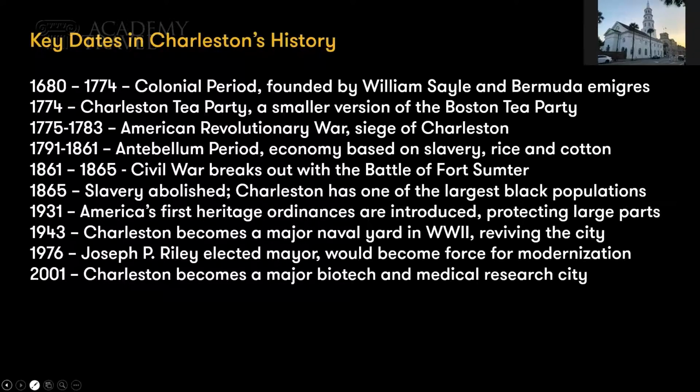The postbellum period, basically the Reconstruction period, 1865 through to 1945. It took until the 1870s, 1880s for industry to come back, but really Charleston was in a bit of a period of decline until the Second World War. It became a major naval port. And then since the Second World War, the contemporary period, the city has blossomed and boomed. It's become a high-tech centre.